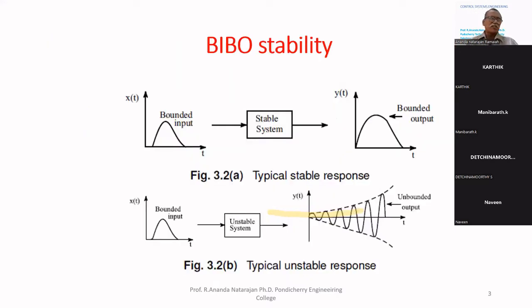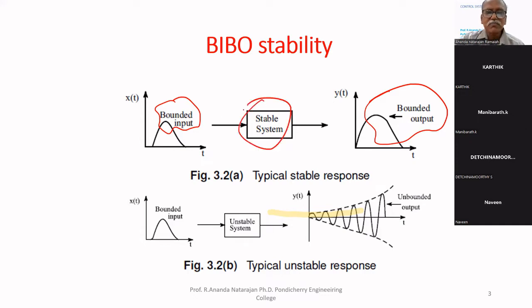Then what is the definition of stability? We know what a bounded input signal is. If a bounded input signal is given, and the output also is bounded, then the system is said to be BIBO stable: bounded input, bounded output stable.